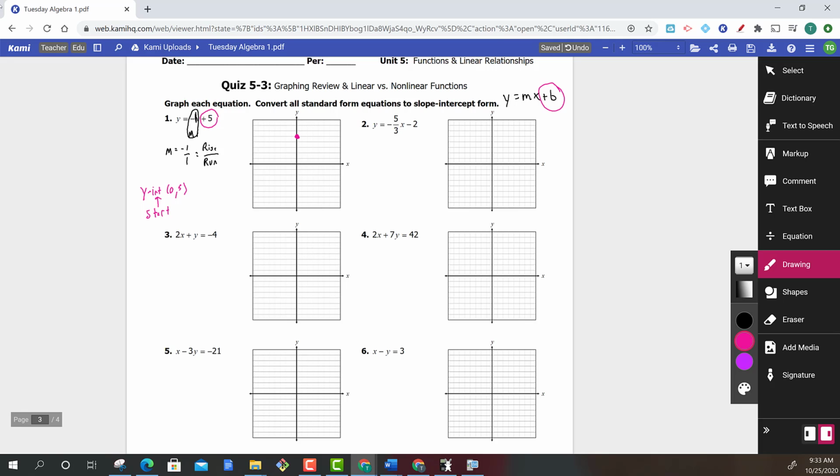The slope is negative, so that means we're going downhill. We're going to go down 1, right 1. Negative slope means we're going downhill from left to right. So we're just going down 1, right 1, pretty much forever. Or remember, you can go the opposite way. You can go up 1, left 1, since the line goes both ways. Graph as many points as you can to fill that table.